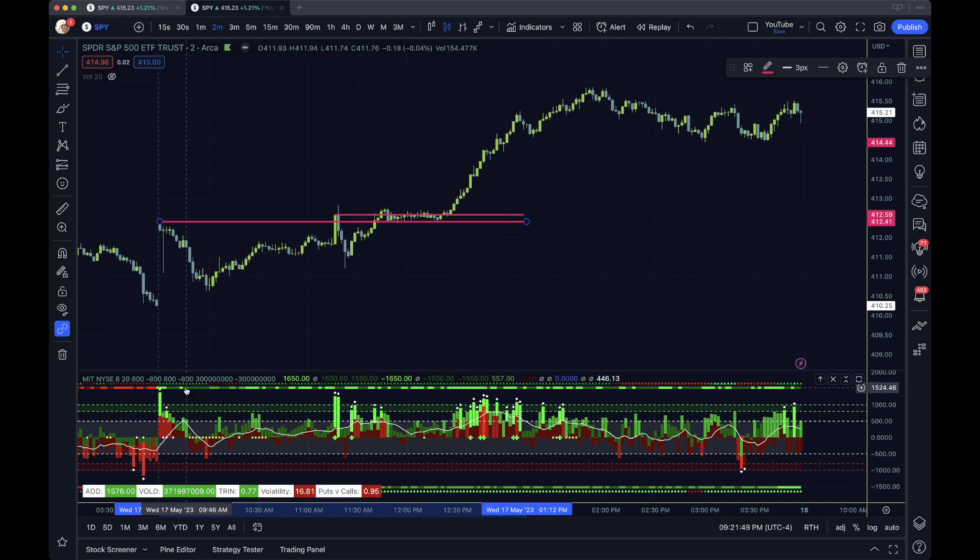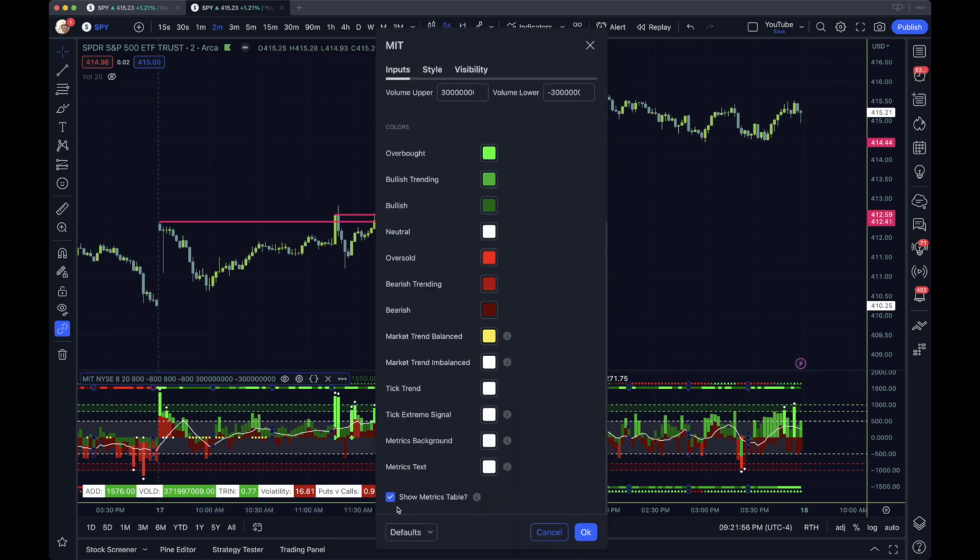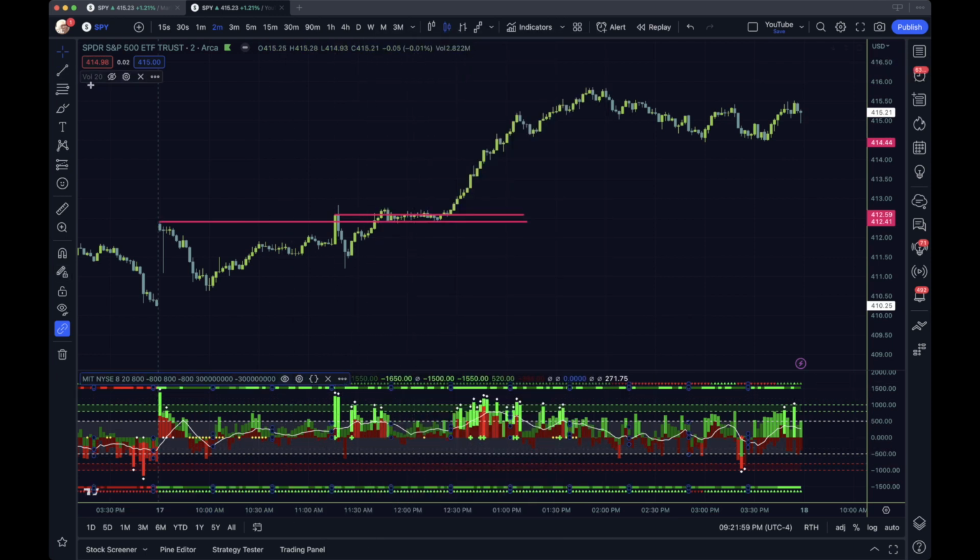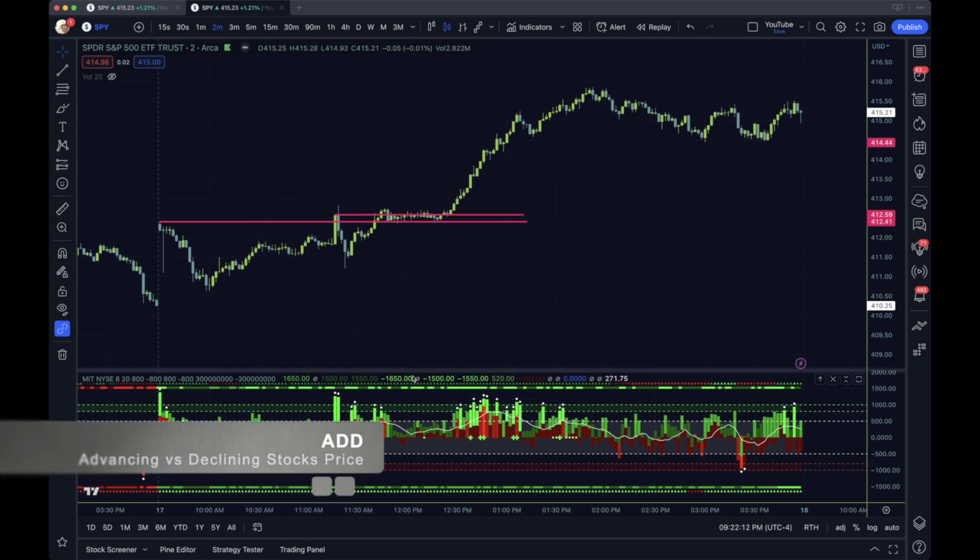Then you also have two different bands up here. So I'm actually going to turn this little table off down here because it does kind of cover it up. So we've got two different bands here. So we've got an upper band and a green lower band. So the colors change. The top one represents the ADD.